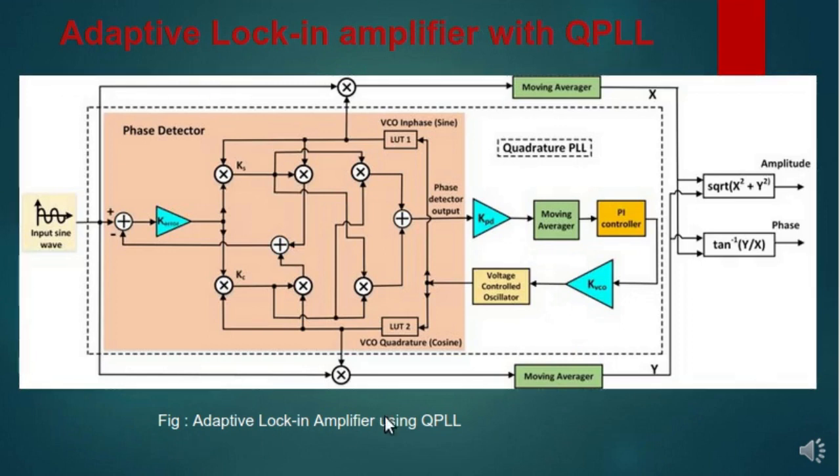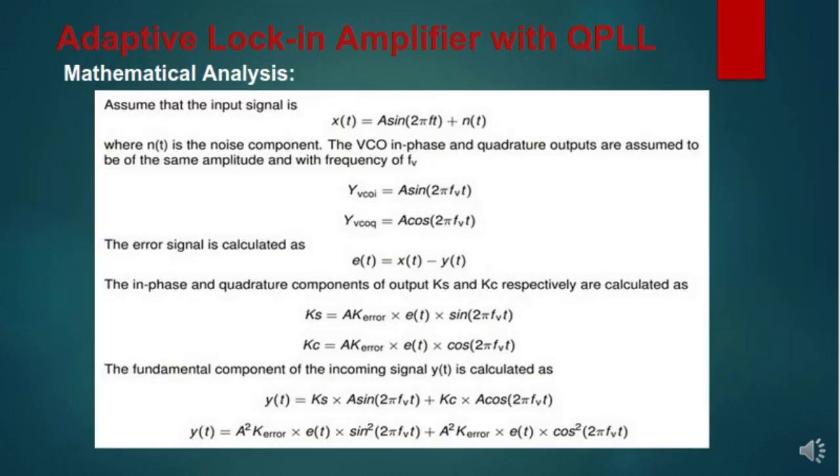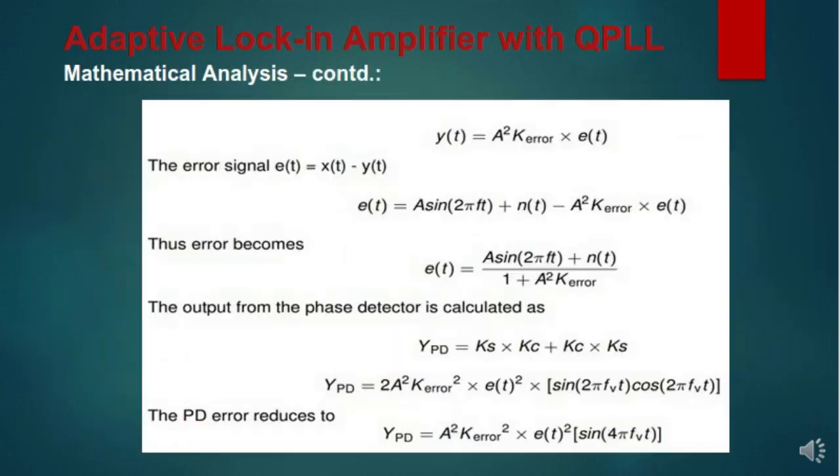This Quadrature PLL uses a quadrature phase detector. It uses the concept of negative feedback to create a well-defined error, which helps in the elimination of phase error between the input signal and the VCO. From the mathematical analysis, it is evident that the phase detector error depends only on the well-defined error signal, not on the incoming signal directly, like in the case of a PLL.